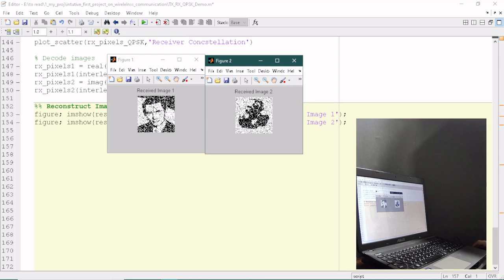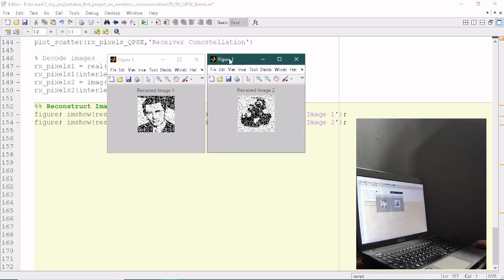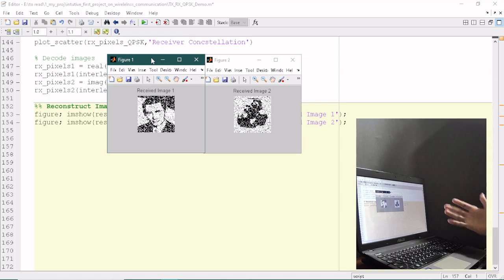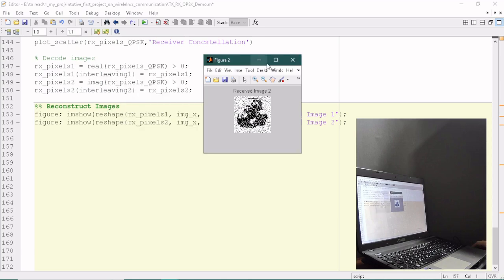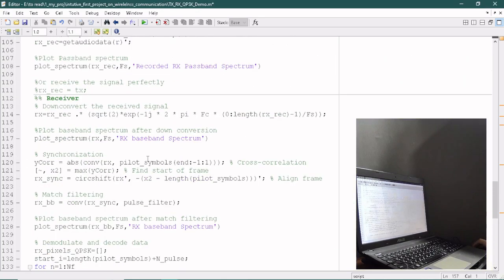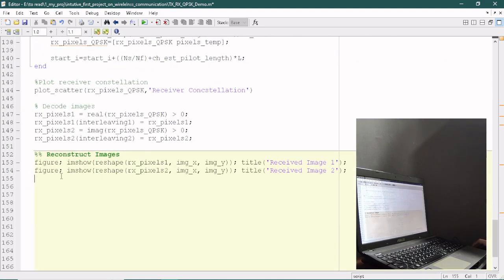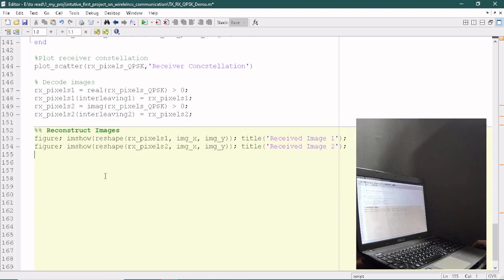This data was literally sent through the air, through the acoustic channel, and the receiver recorded the signal, ran the receiver algorithm, and got the final data, the final image. So this was literally received through the air wirelessly, and this is, as you know, how wireless communication systems work. So let's conclude this demonstration, and let's move on to the conclusion.